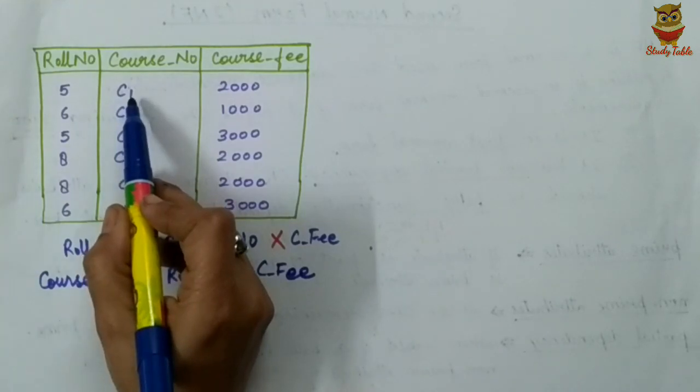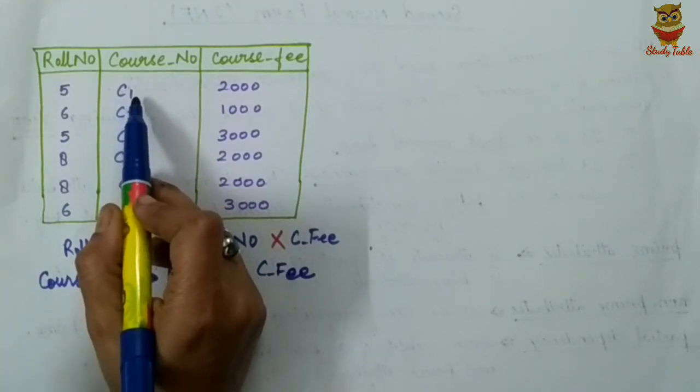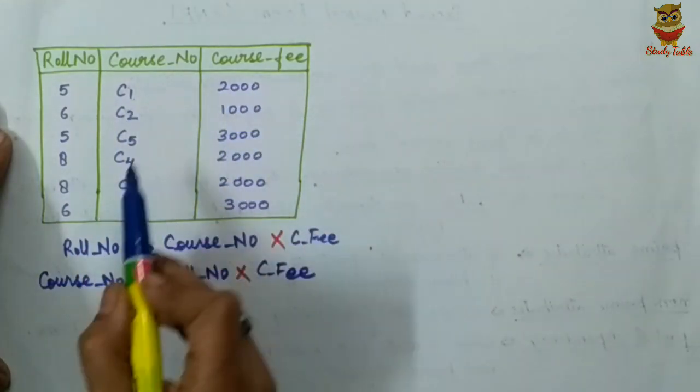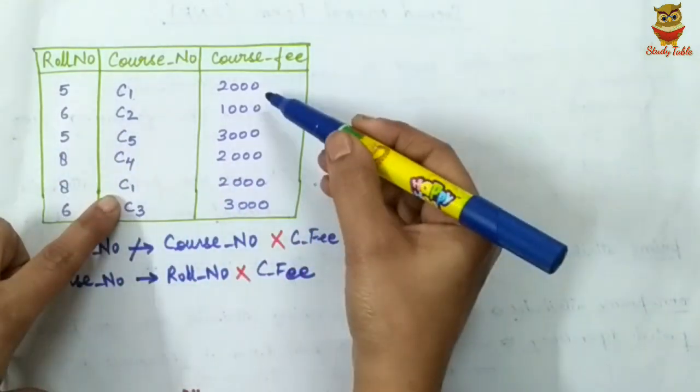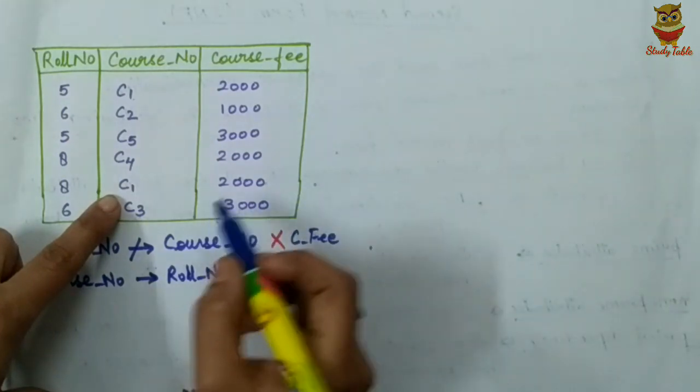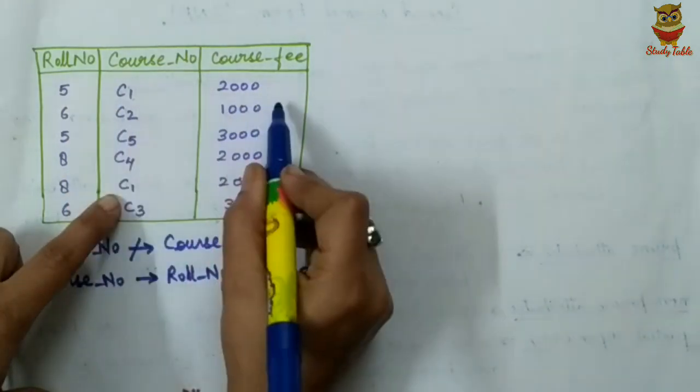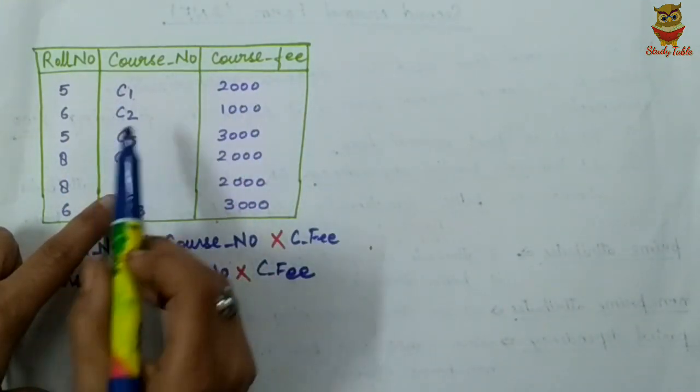So for course C1, the fee is 2000. For course C1, I am getting a single value, 2000, in both rows. So it is uniquely identifying.